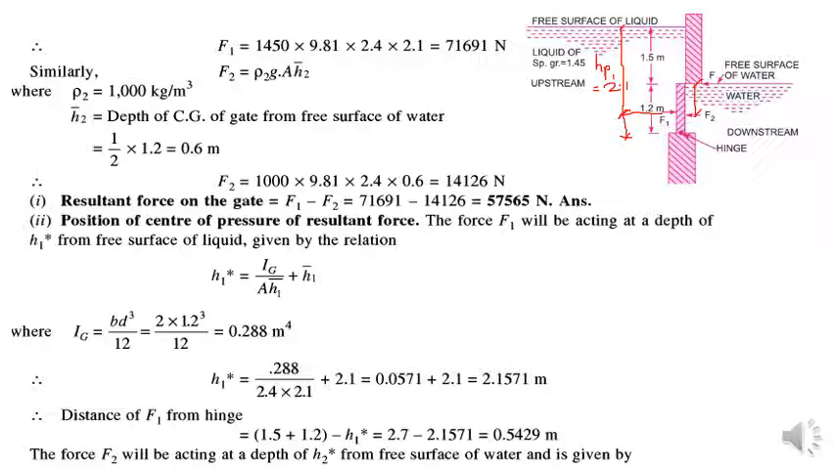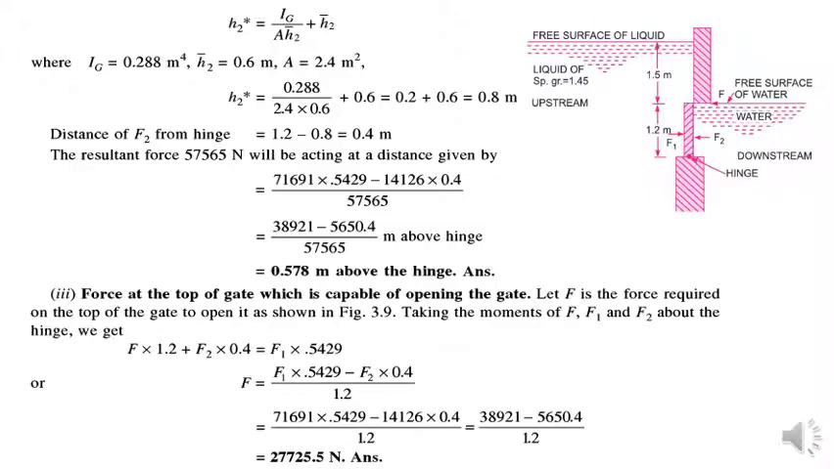The force F2 will be acting at a depth of H2 star, on the other side, as I have told you. This will be HP2 or H2 star, from the downstream side. It can be calculated using the same formula. The formula is given over here. You have all of the values with you, you just need to change the H2. It will be 0.6. You input the values and get your answer as 0.8.